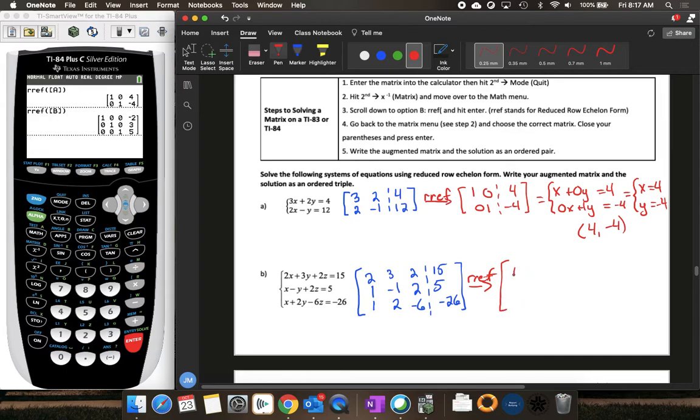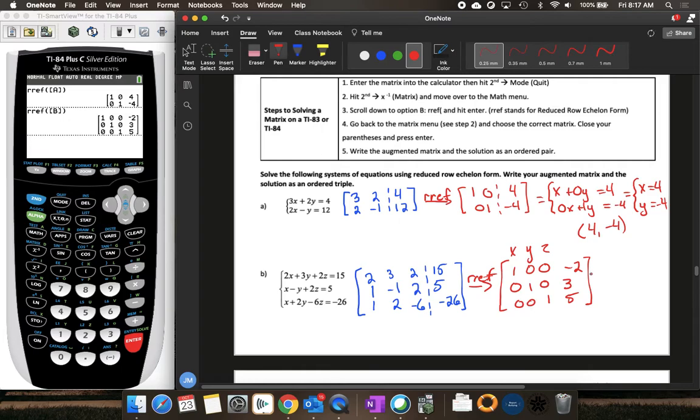So that would be 1, 0, 0, -2, 0, 1, 0, 3, and 0, 0, 1, 5. So the same idea still applies. I'm not going to write out the entire system of equations from this, but remember that the first column is x, second column is y, and third column is z.